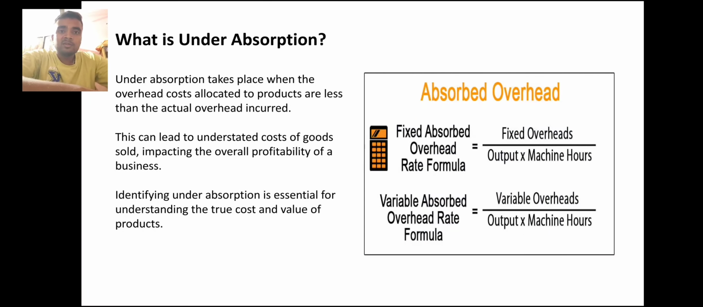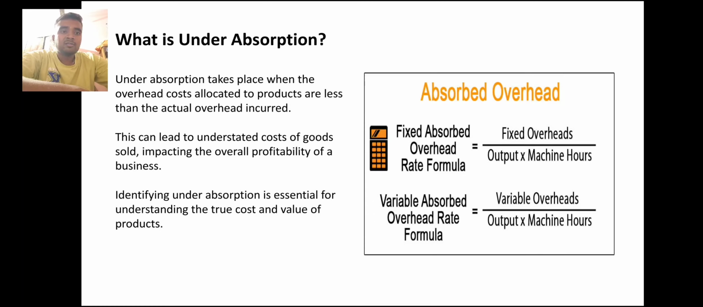What is under absorption? Under absorption takes place when the overhead costs allocated to products are less than the actual overhead incurred. This can lead to understated cost of goods sold, impacting the overall profitability of a business. Identifying under absorption is essential for understanding the true cost and value of a product's absorbed overhead.